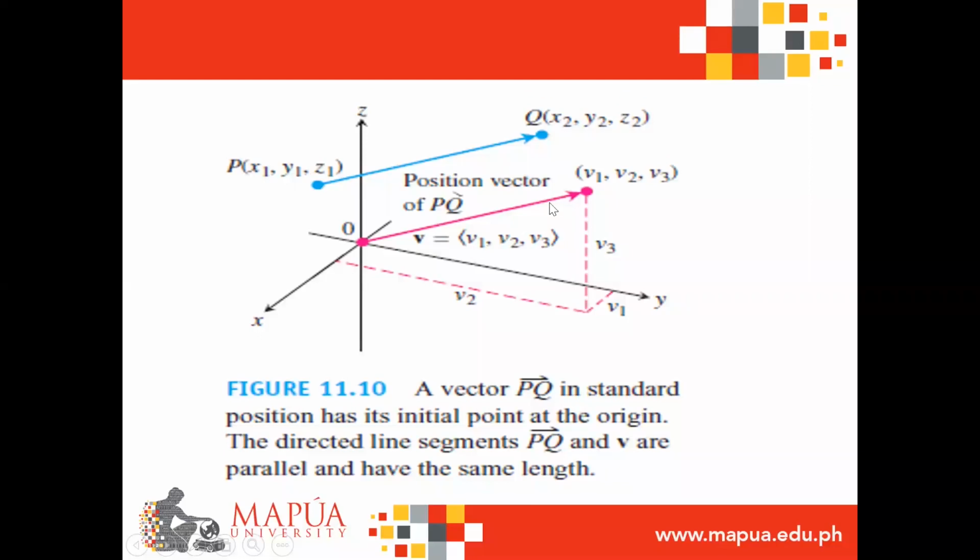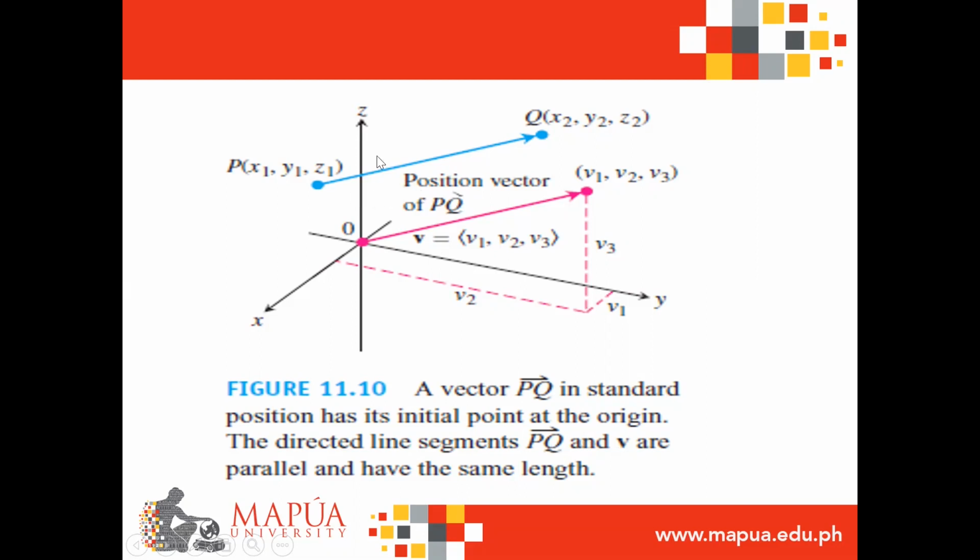In this figure, we have here a position vector. A position vector is a vector PQ in standard position if it has its initial point at the origin. So we have here the position vector, which is line O, let's have this as point V. So this is actually also vector V. And the position vector of this vector V is the position vector PQ. The directed line segment PQ and V are parallel and have the same length.